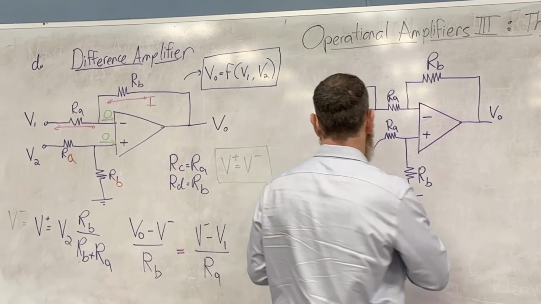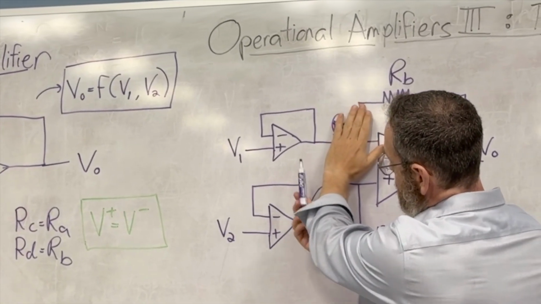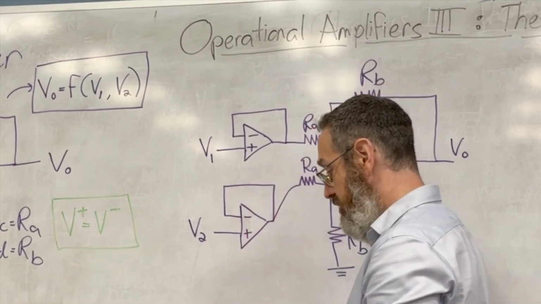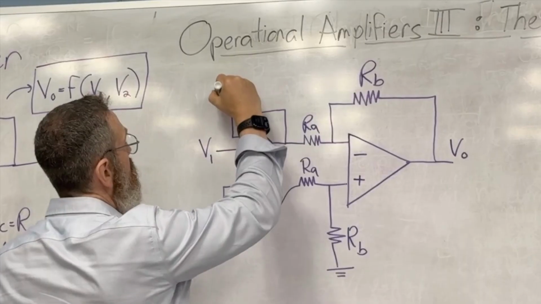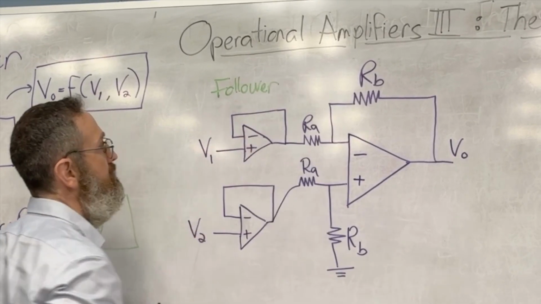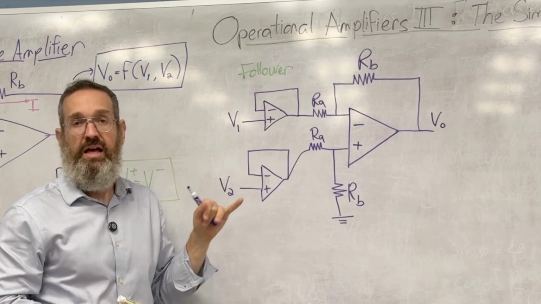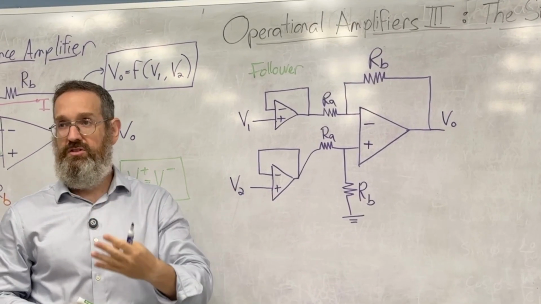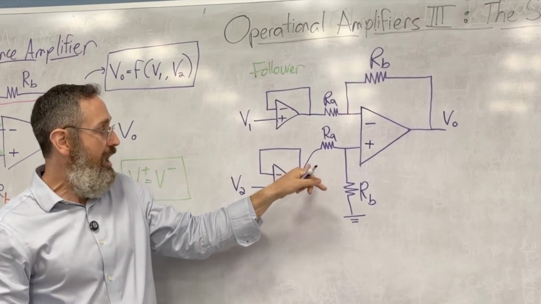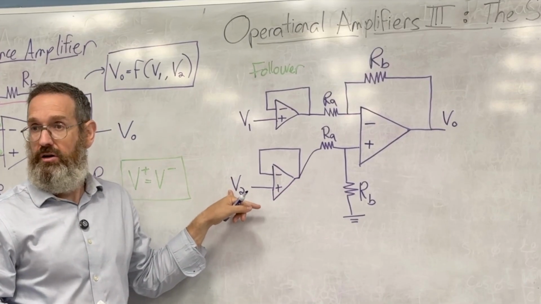This one here, or this one here, they're the same. We've seen this circuit before, right? This circuit has a name, in fact, and it's called a follower. I put a follower here and I put a follower there. And if you remember, a follower is a very interesting circuit because it does nothing. The output of the follower is the same as the input of the follower.